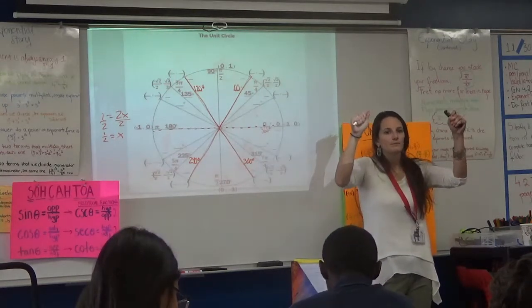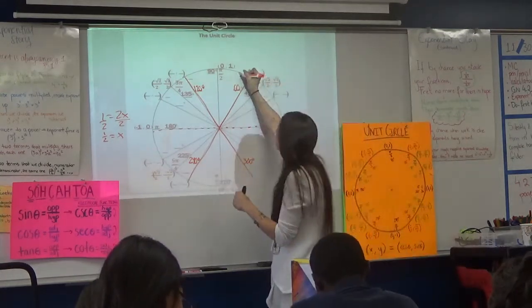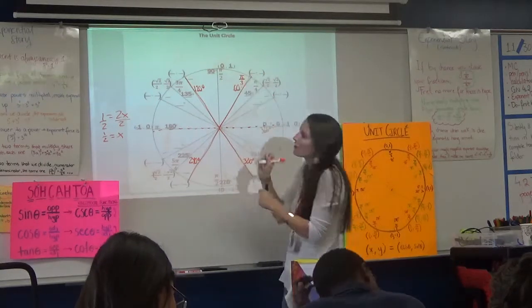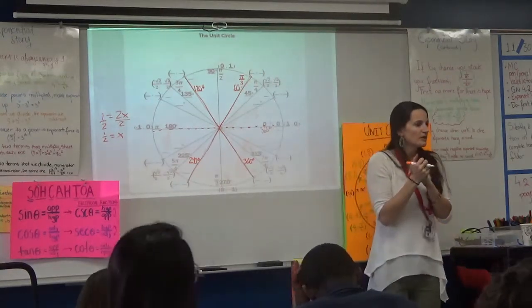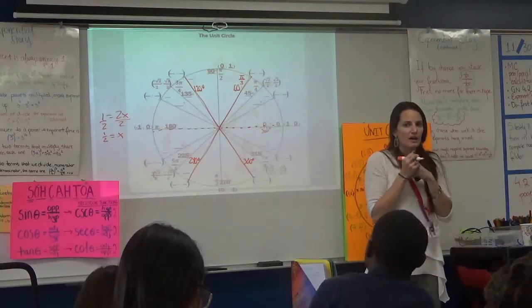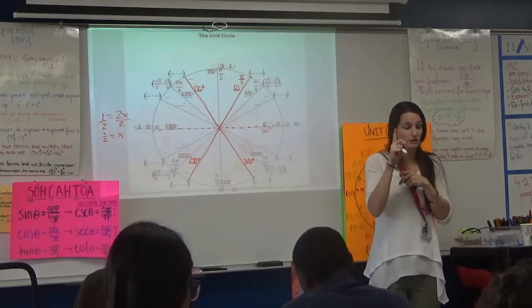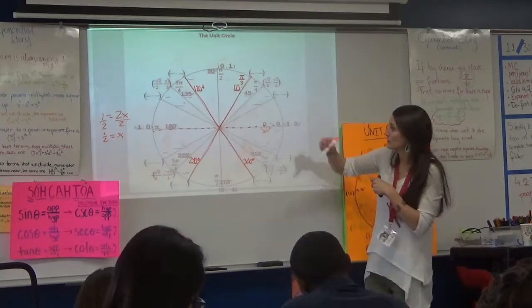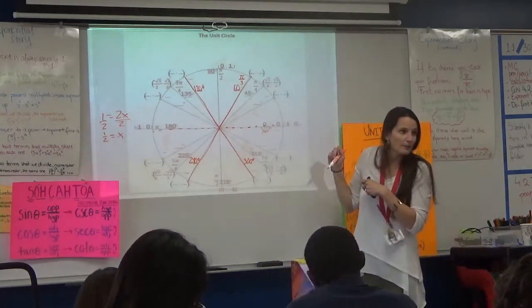Radian time. We said that this is pi over 3 because it's a third of that top half, which is pi. Okay, so that's 1 pi over 3. That's 1/3 of that pi. Yep.